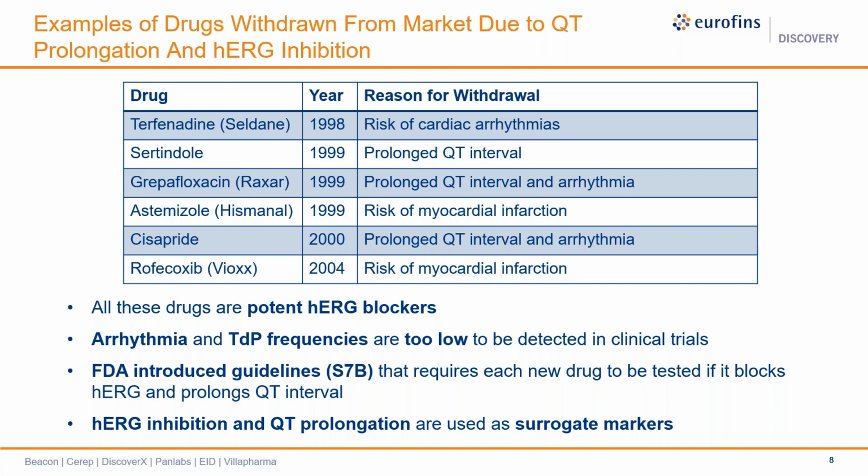And because all of these drugs were blocking the hERG channel, the FDA introduced some guidelines in the year 2000 that required that in the future, all new drugs need to be tested whether they block the hERG channel and prolong the QT interval before they can be released to the market. And so in that case, hERG inhibition and QT prolongation was actually used as a surrogate marker to test whether a drug has a risk for cardiac arrhythmias.